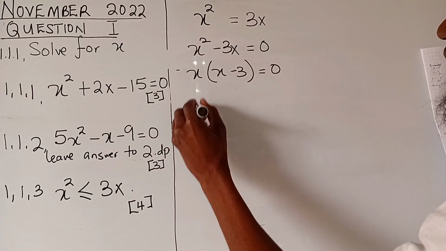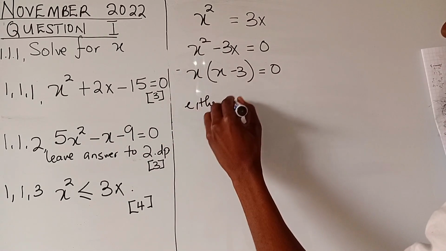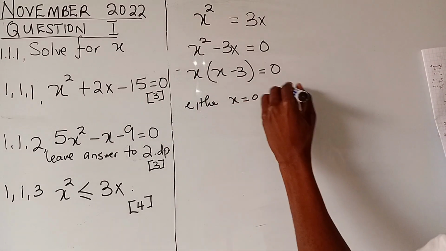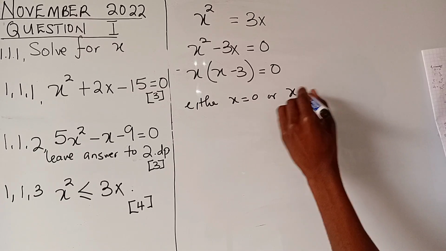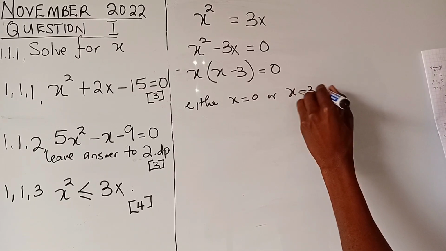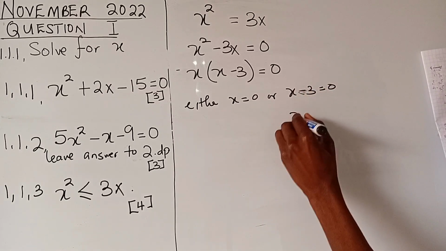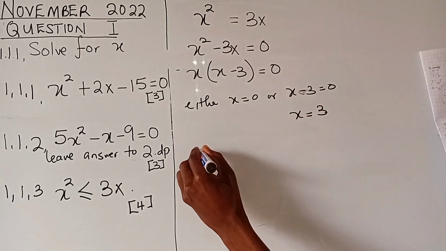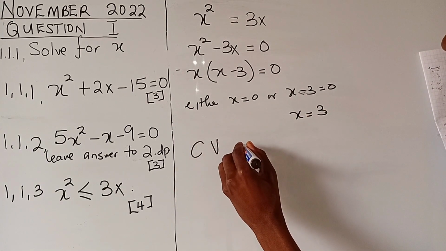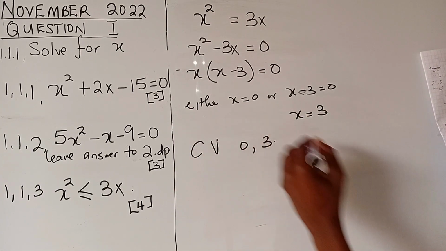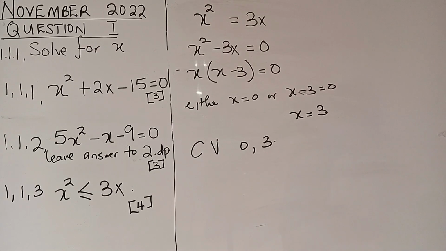So it means either x is equal to 0 or x minus 3 is equal to 0, meaning that x is equal to 3. So our critical values are 0 and 3. Now when you have your critical values, I always urge you to use a graph.